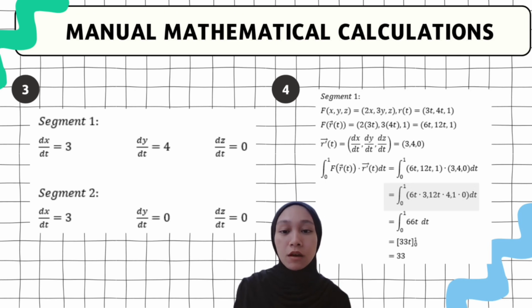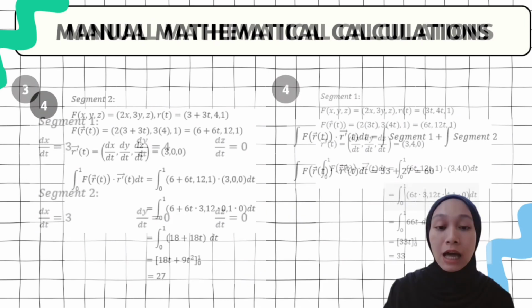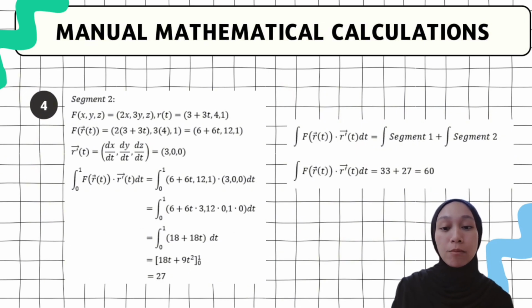For step 4, we will use the formula for the line integral of a vector field along a path r(t), which is the integration of F(r(t)) dot r'(t). In this step, we evaluate the force field along r(t), find the dot product of F and r'(t), and last but not least, we need to integrate over the interval. This step is applied to each segment to obtain the work done. Lastly, the total work done by the force field along both segments is the sum of the work done along each segment that we calculated in step 4. The total work done by the force field F(x,y,z) equal to <2x, 3y, z> on the robot as it moves along the specific path is 60 units.